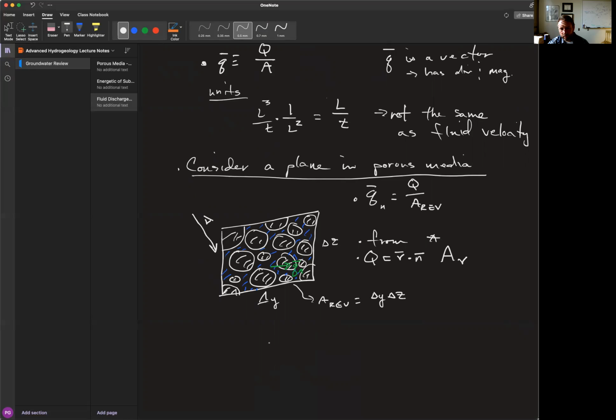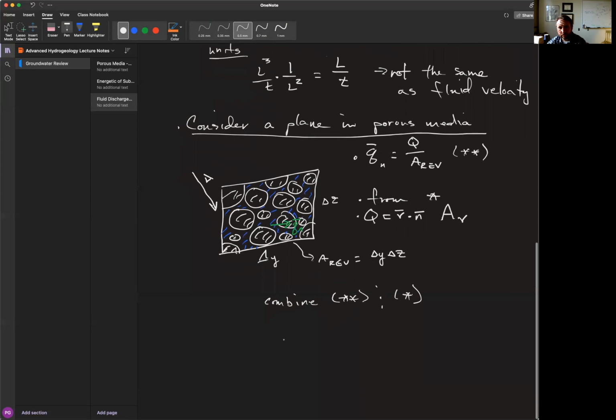So if I combine, let's call this double star, and star, I get Q sub n is equal to V dot n times area of voids divided by area of REV.